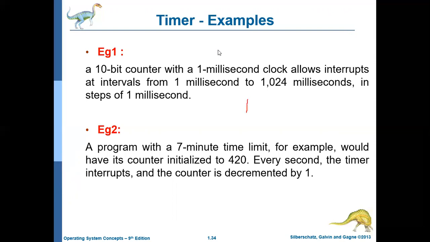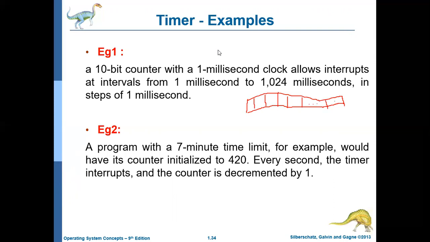What does it mean? You have a counter, and the size of the counter is 10 bits. A bit is the basic unit of data storage, and each bit can be either 0 or 1. So basically it has 10 bits, and each of these can be 0 or 1.